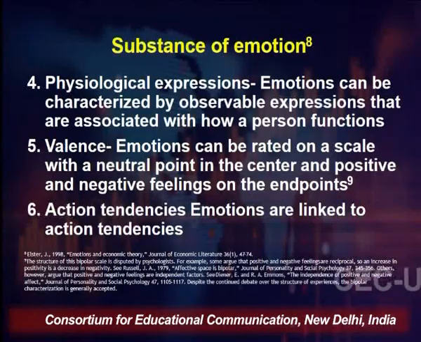Fifth point is valence. Emotions can be rated on a scale with a neutral point in the center and positive to negative feelings on the endpoints. Consider it as a spectrum. An example for this could be that the daughter of the author can be in boredom, severe boredom.